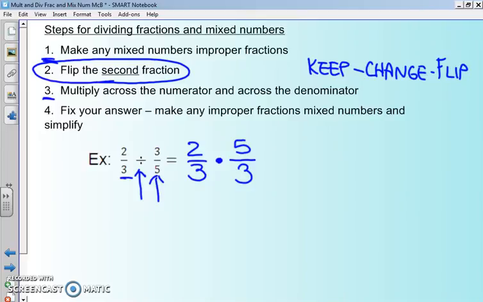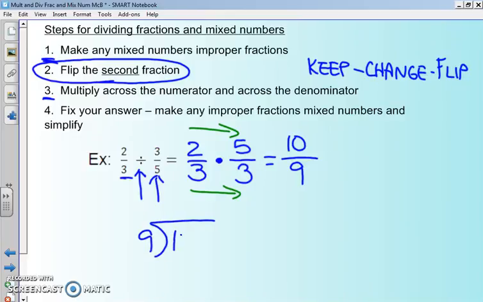We're just going to multiply. I would cross simplify if I could, but in this case I can't. So I'm going to multiply across the numerator and across the denominator. And so I get 10 over 9, which is an improper fraction. So I need to fix that. I can either see how many times 9 goes into 10 and do long division, or I can do that by mental math. So if I do mental math, 9 goes into 10 one whole time, with 1 left over, and my denominator is going to stay the same. This is in simplest form, so I am done.